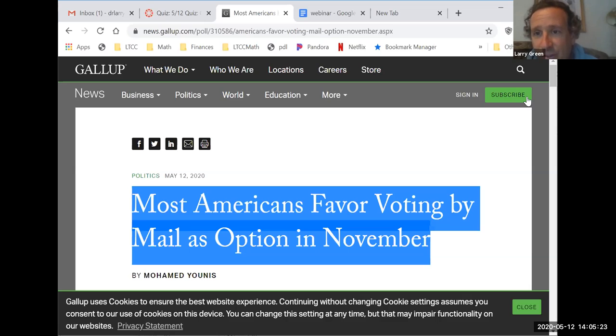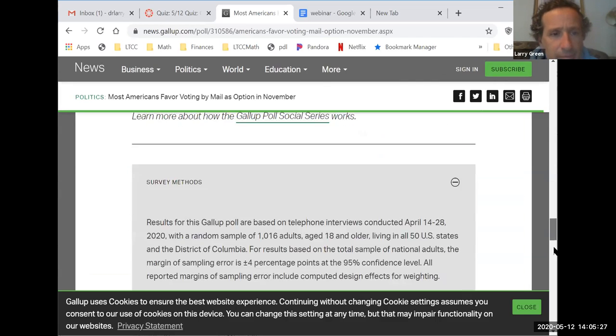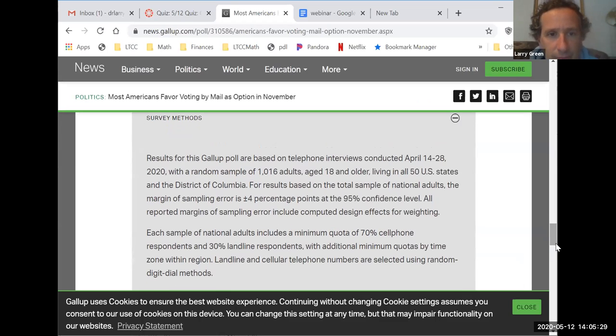And in fact, if you scroll to the bottom of this article, they asked 1,016 adults. Okay. By the way, is that a lot when you compare it to how many adults there are in America? No, not at all, right?